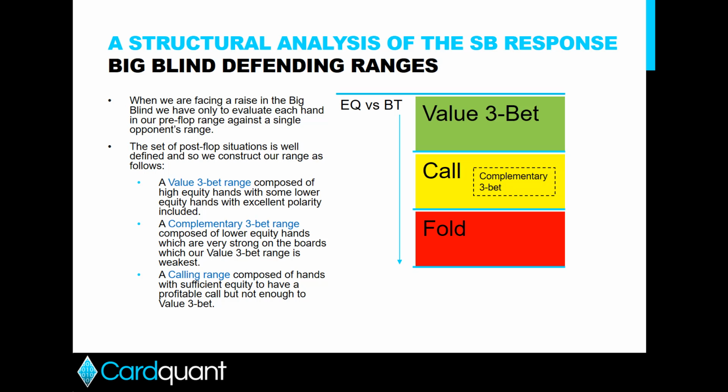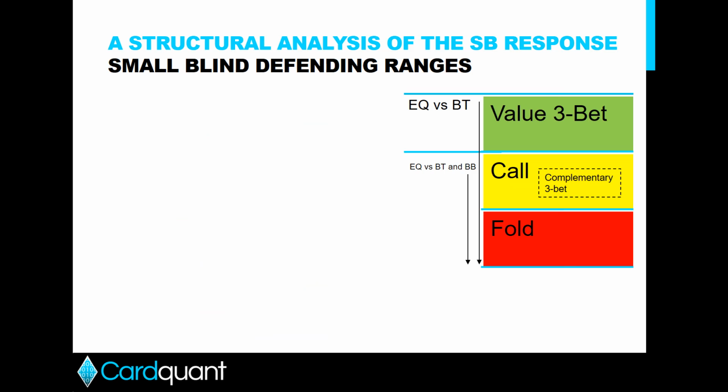We also have a calling range in the big blind, which is composed of hands with sufficient equity to have a profitable call, but not enough to have a value 3-bet, and all of those hands which didn't 3-bet or call end up in the folding range, which is composed of hands which don't have sufficient equity even to justify a call.